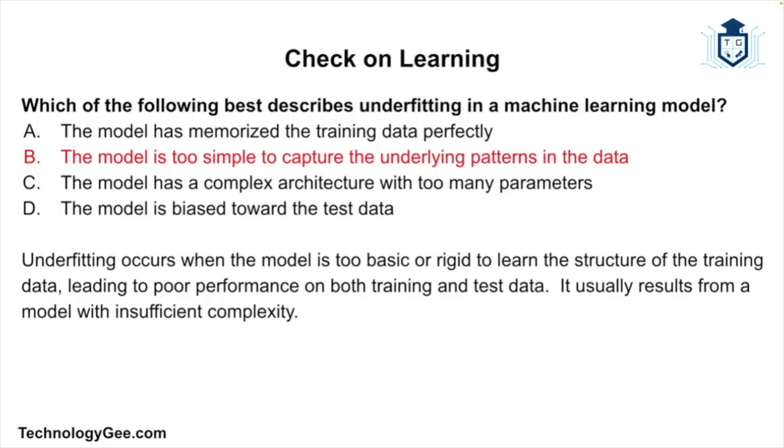So underfitting, this occurs when a model is too basic or rigid to learn the structure of the training data, which can lead to poor performance on both training and test data. It usually results from a model with insufficient complexity.